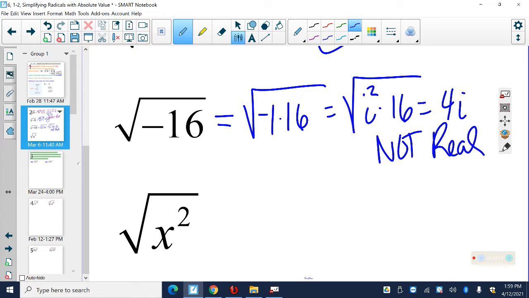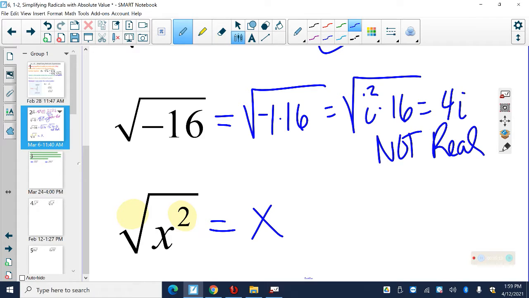Do we all understand that? Okay? Now, this one right here, the power of 2, that means the power and the root are going to cancel each other out again. So this becomes an x. Now, I have a problem with this.